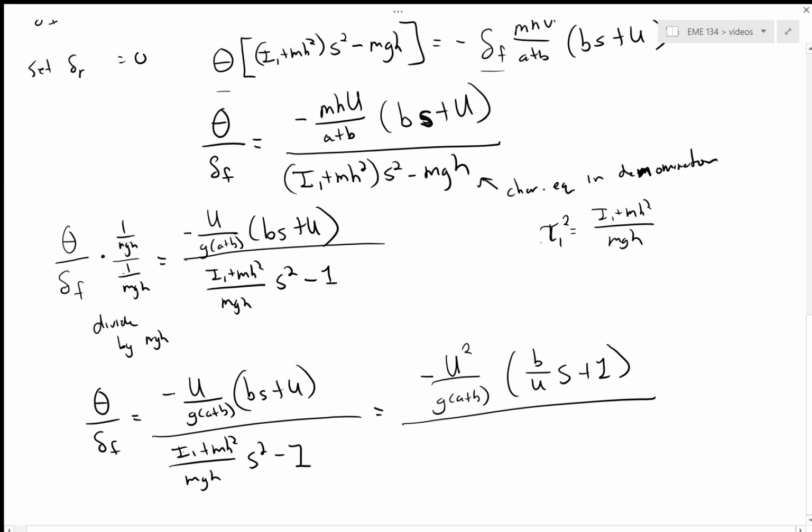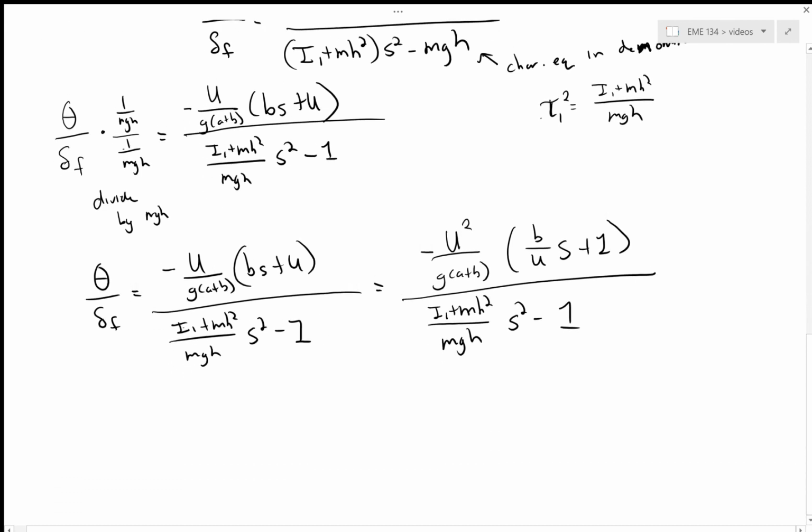Alright, and then we've still got this bottom piece, so let's just get all that written: gh s squared minus 1. So what I've done here, by ensuring that I have these 1 terms in the trailing portion of the polynomial, is that we can redefine a few things. So the denominator is going to be tau 1 squared. This we're going to call tau 2.